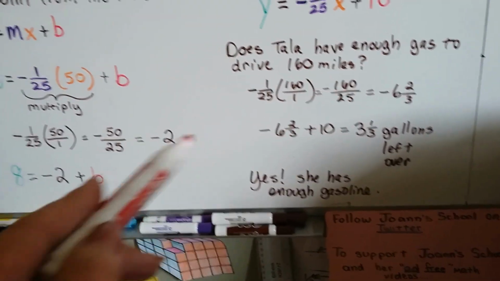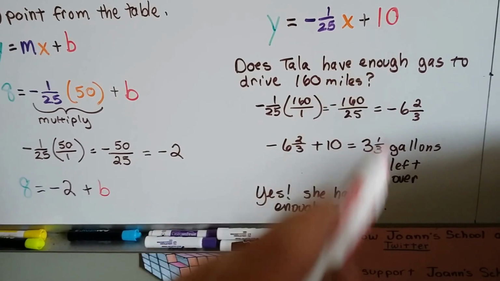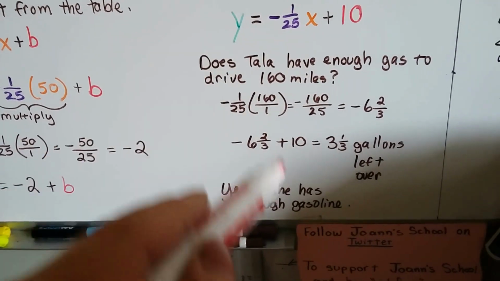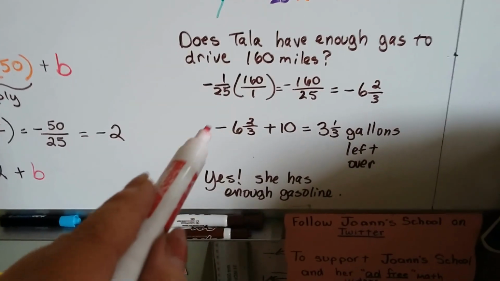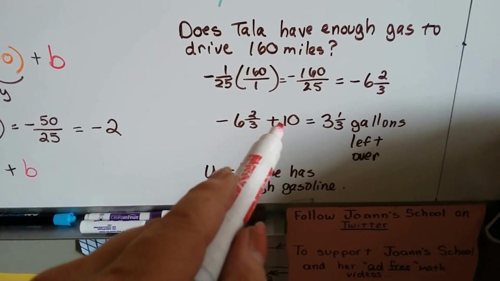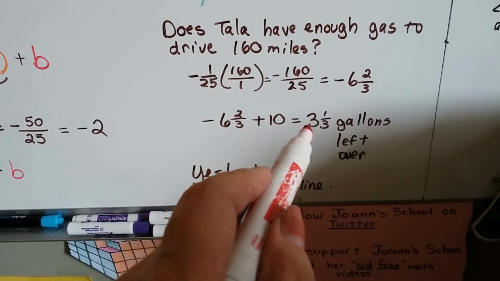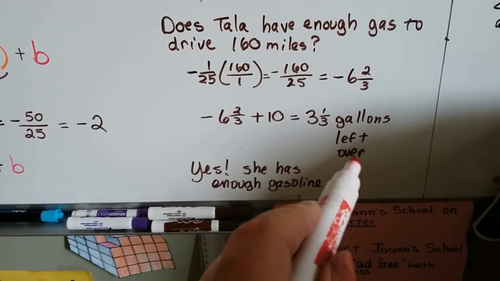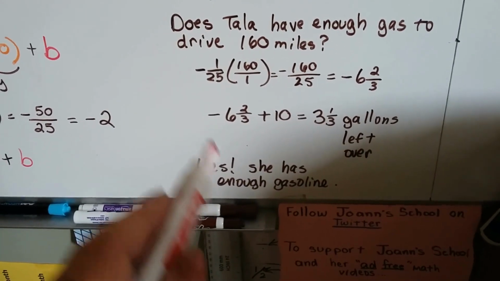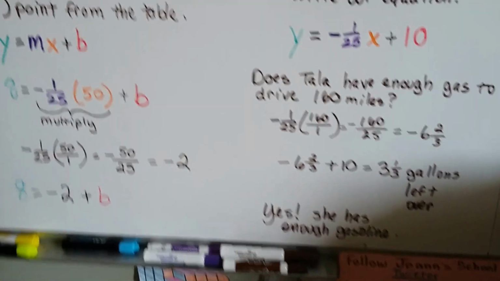Well, don't forget, we need to add the 10, and that will equal our y. So we add 10 to the negative 6 2/3, and it brings us out of the negatives into the positives to 3 1/3. That's how many gallons are left over after she gets to her grandparents' house. So yes, she has enough gasoline to get there.